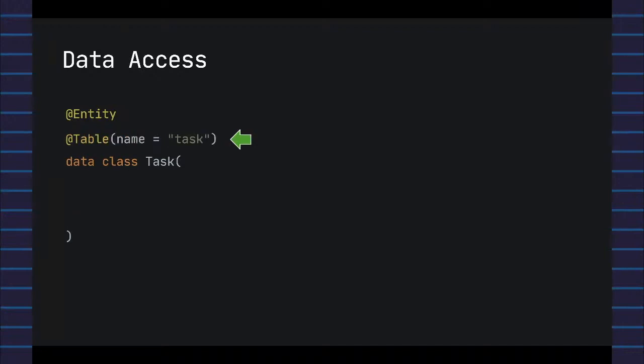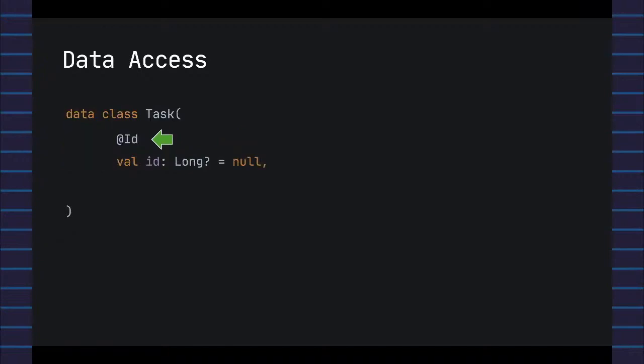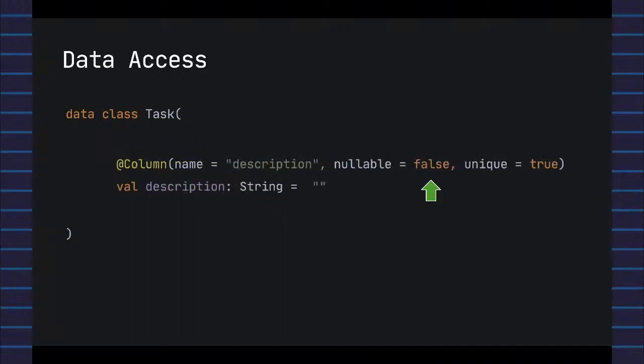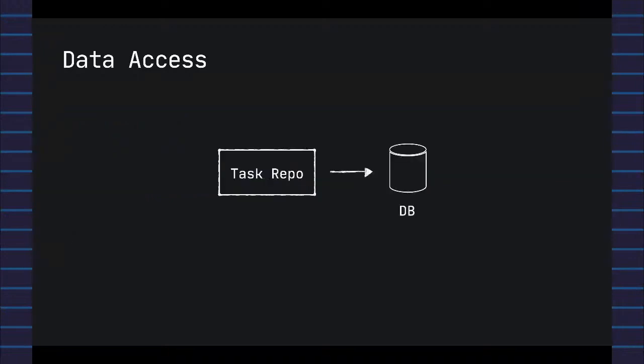And I could say that the table that I want to create is called task, and I want the ID field to be the primary key, and I want it to increment every time that I do an insertion. So I'm using annotations to configure this. What I could also do for the description column is to specify what is nullable or unique, give it a name for it for my database schema. So what I've done so far is specify the task table.